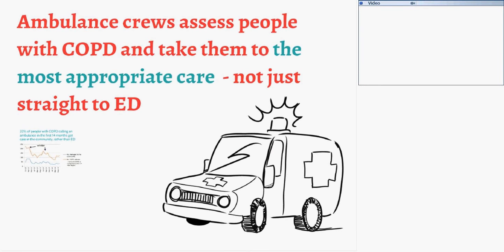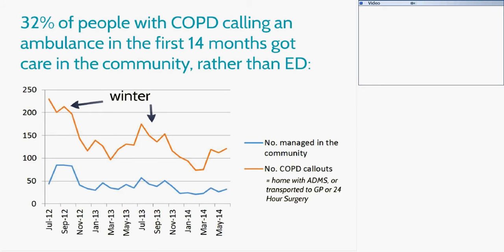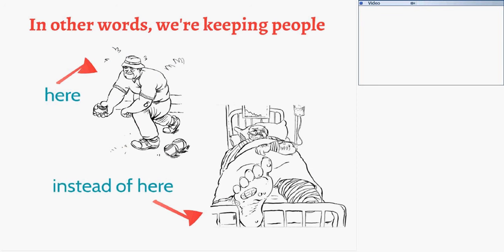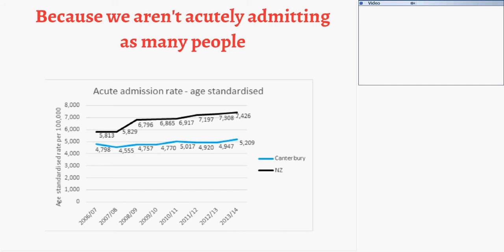Ambulance crews access people with COPD and take them to the most appropriate care, not straight to ED. So we've had a 32% reduction in people being hospitalised with COPD last year, and they were either managed in their own home or at a GP practice. In other words, we're keeping people healthy instead of in an institution.